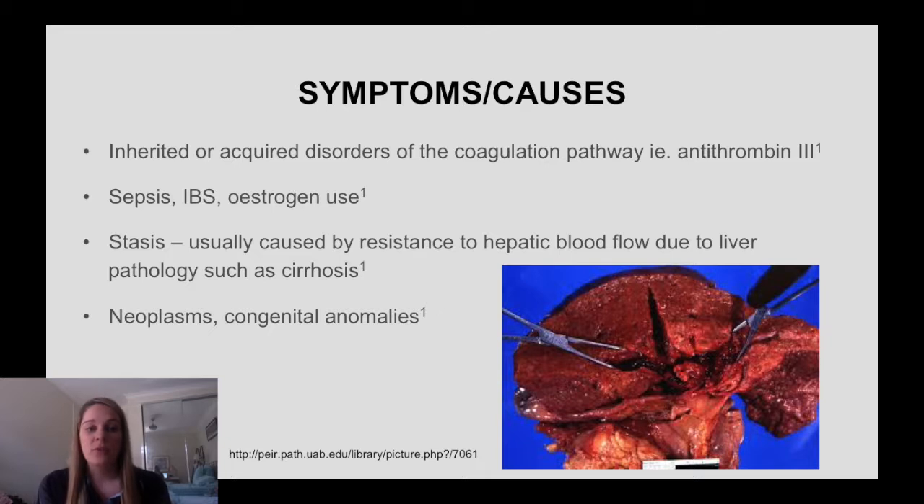Some other leading causes that can be found in portal vein thrombosis, apart from cirrhosis of the liver, can be inherited or acquired disorders of the coagulation pathway, which makes it easier for a blood clot to form. Also sepsis, irritable bowel syndrome, estrogen use, and also neoplasms such as liver, pancreatic and kidney cancers are all factors which can cause portal vein thrombosis.